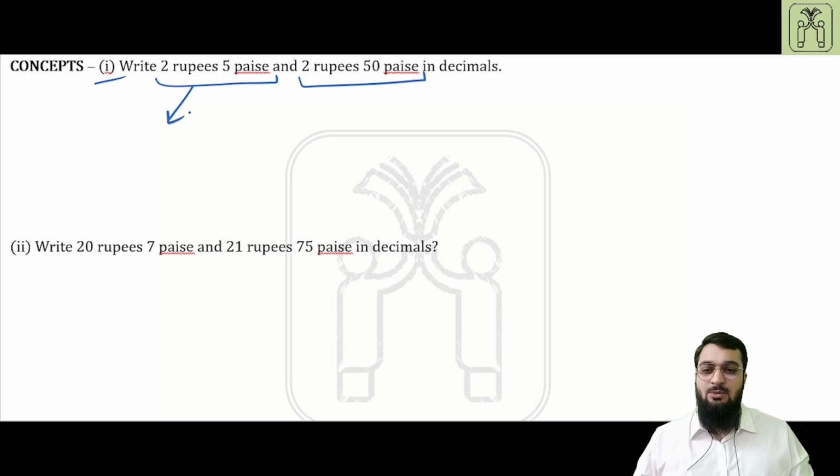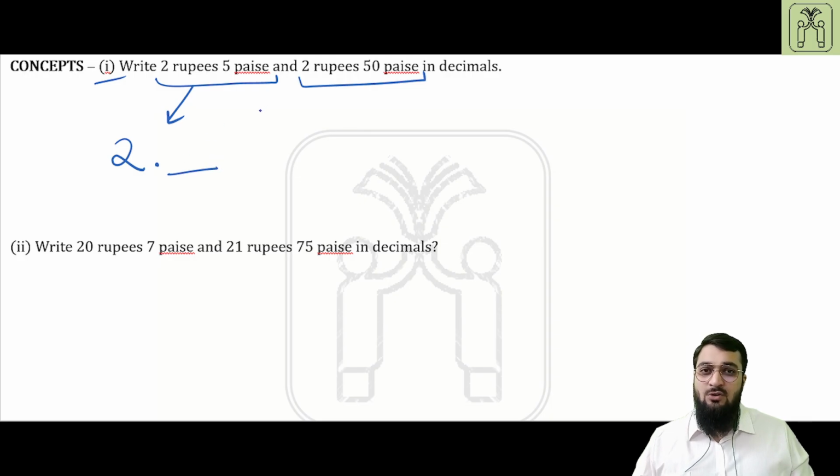So first is 2 rupees 5 paisa and 2 rupees 50 paisa. So this will be written as there are 2 rupees in total. Therefore the 2 will be written on the left side of the decimal point, because the digits on the left side of the decimal point represent the number of whole segments present in the situation. And 5 paisa can be written as how? So this we will currently leave it as it is.